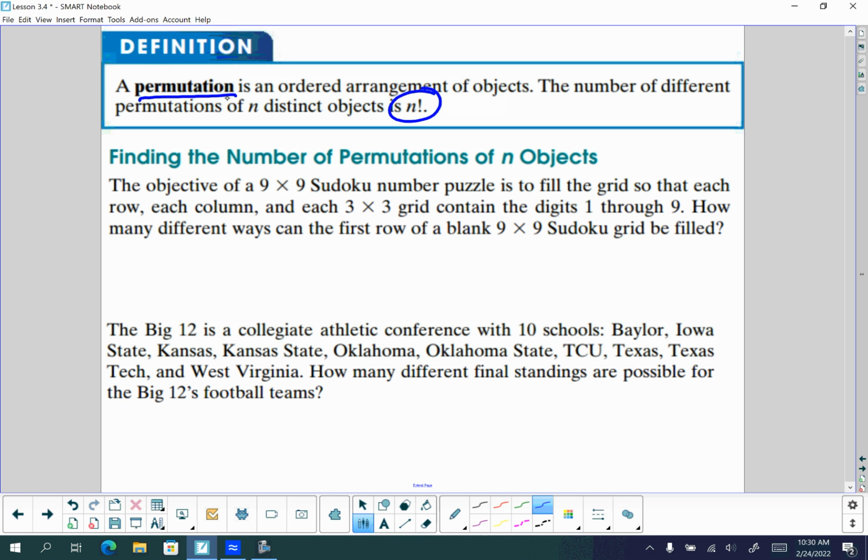So for example, the objective of a 9x9 Sudoku number puzzle is to fill in the grid so that each row, column, and 3x3 grid contains the numbers 1 through 9. How many different ways can the first row of a blank Sudoku grid be filled? Okay, so just the first row must contain all the numbers 1 through 9. So we have 9 objects that we are ordering. So how many ways are there for that to happen?